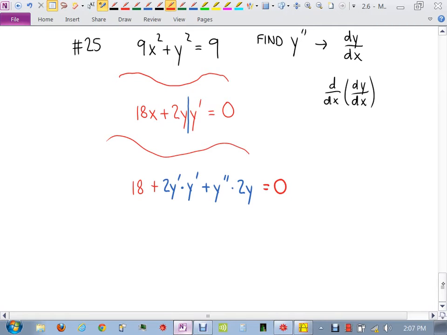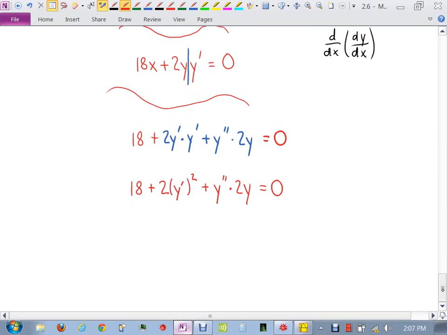And now I could get y double prime by itself. I think I will. I'm just going to clean it up. 18 plus, watch how I write this, 2y prime squared plus y double prime times 2y equals 0. Be careful there, because y prime times y prime is not y double prime, right? Y prime times y prime is y prime squared. There's a difference, right?